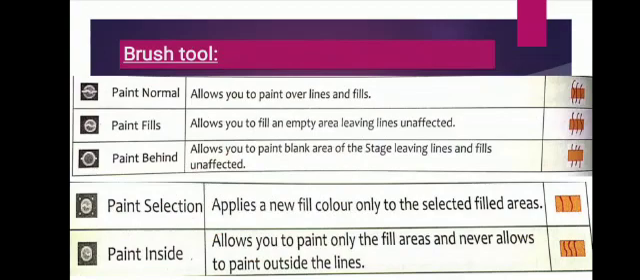Next is paint behind. It paints the blank area of the stage, leaving the lines and fills unaffected. Means background area it will paint. Next is paint selection. It applies a new fill color only to the selected filled areas. Means you can change the selected color. Last one is paint inside. It paints only the filled areas and never allows painting outside the line. See, effects are given at the last. Okay, so this is about the brush tool and their modes.